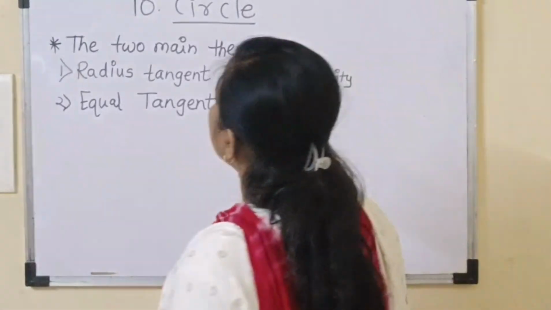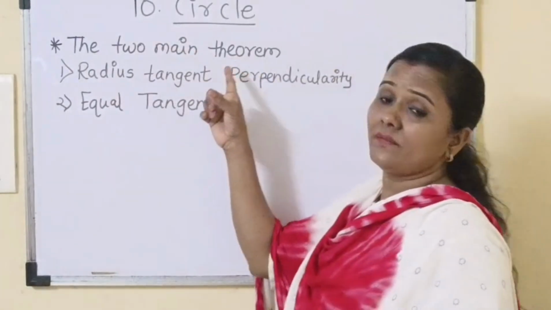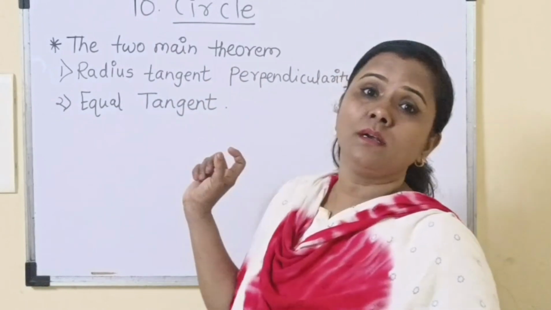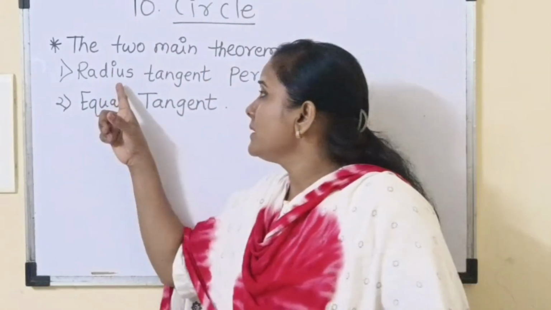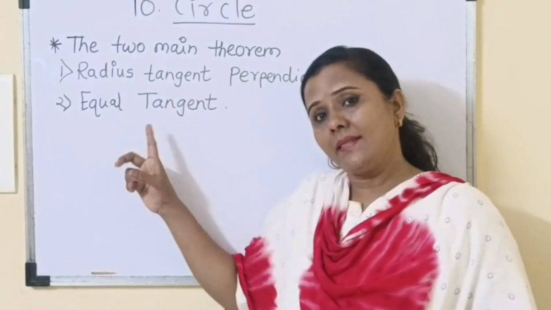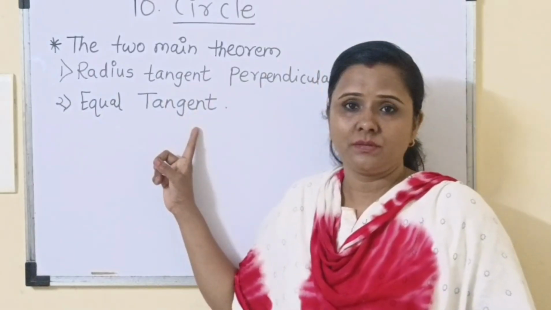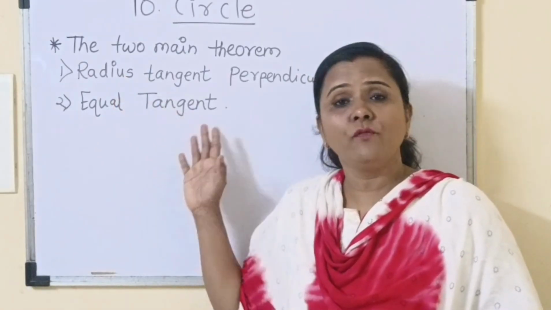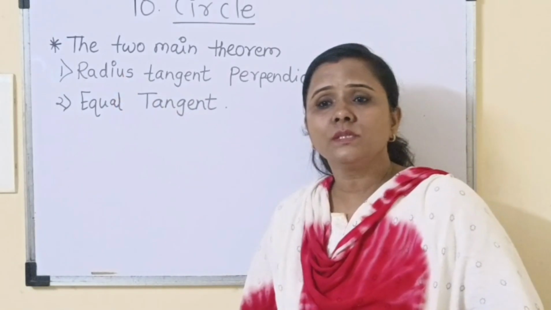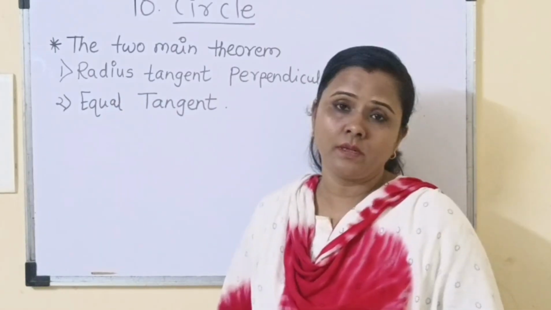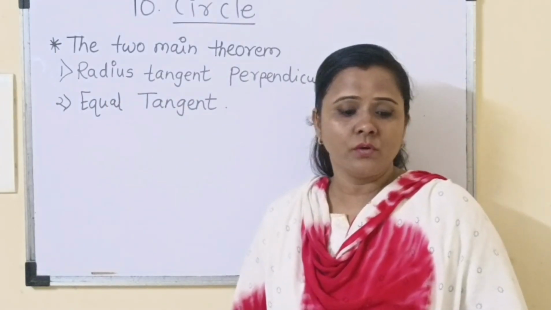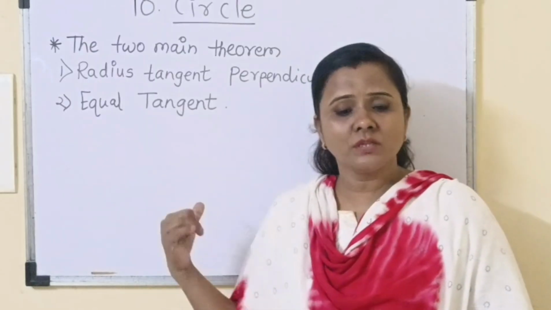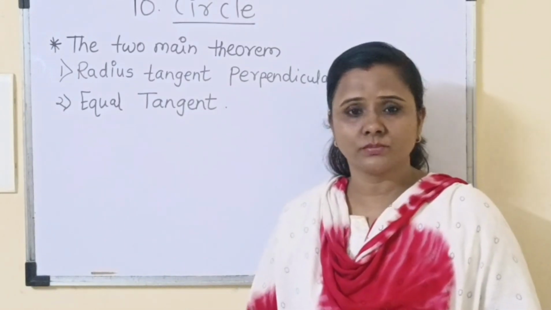After the secant definition, there are two main theorems that are very important for at least 2 to 3 marks. They ask the theorem. The first theorem is radius tangent perpendicularity, and the second one is equal tangents. Afterwards, I will explain these theorems also. But before that, I want to show you how many marks you will get if you do this chapter carefully. So, I will write here the marks distribution. You have to copy it in your notebook because it is very important for you. Write down this.